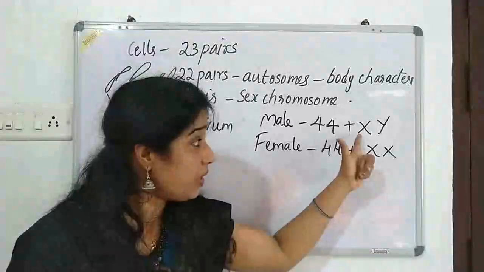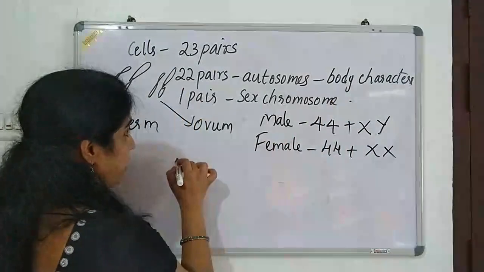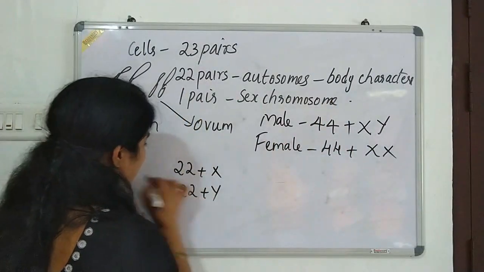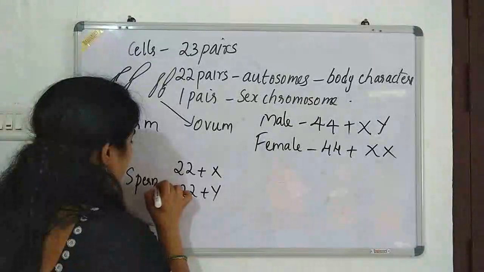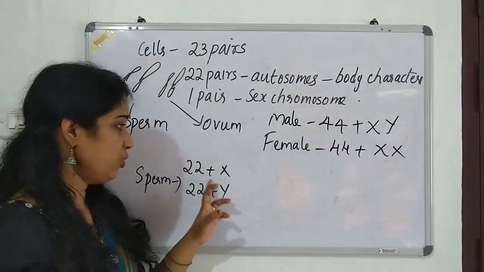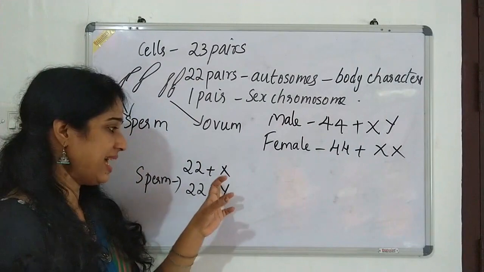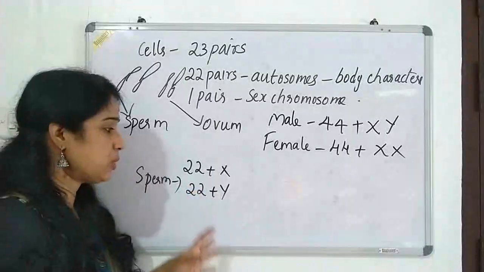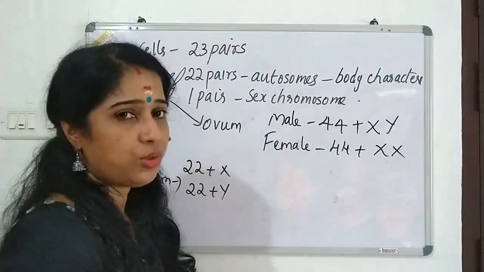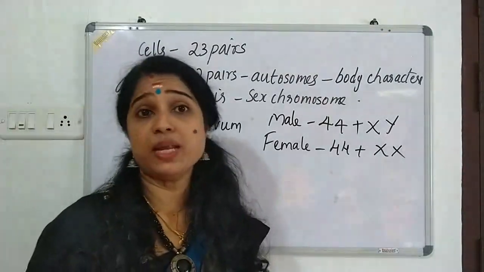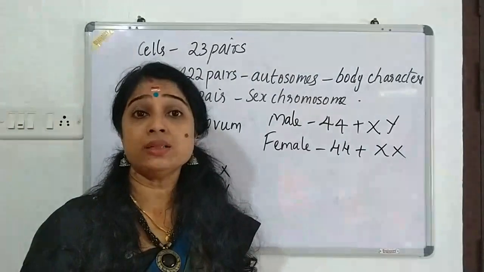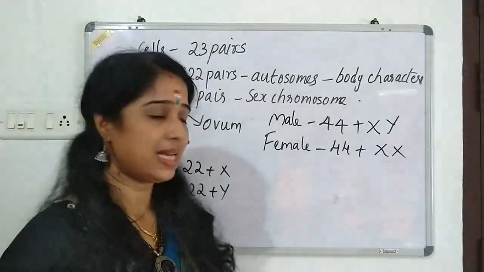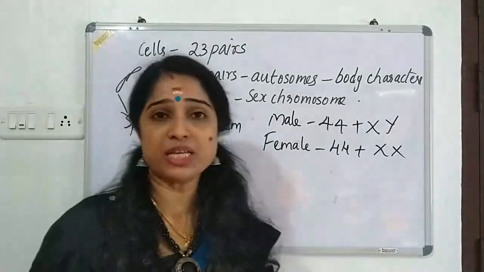But here the sperms may have two options, 22 plus X or 22 plus Y. This is the case of sperms. Some sperms have one X chromosome and some sperms have a Y chromosome. As I told you, the testis produces millions and millions of sperm, and among this, approximately half consists of 22 plus X and the other half consists of 22 plus Y.